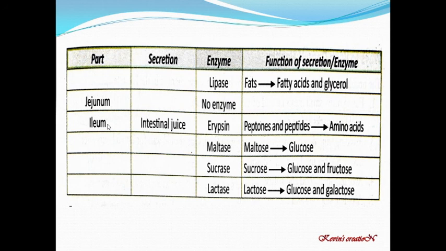In the ileum, the last part of the small intestine, intestinal juices are added, which contain erepsin, maltase, sucrase and lactase. Erepsin acts on peptones and peptides and changes them into amino acids. Maltase, sucrase and lactase act on maltose, sucrose and lactose, and they change them into glucose.